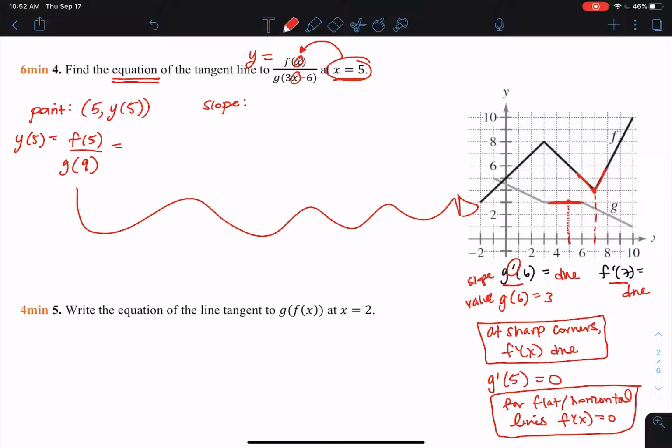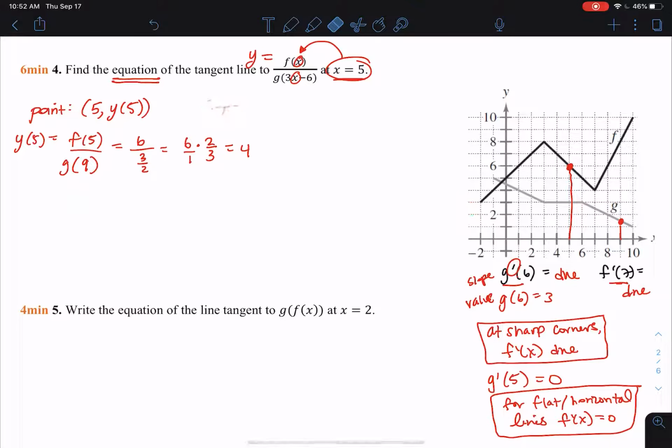So f of 5 is just the value. Notice there's no prime, so we want just the height. F of 5 is 6, and g of 9 is 1.5, so we're going to write that as 3/2. And to divide fractions, we multiply by the reciprocal, so 6 times 2 over 3. Multiplying across, I get 12 over 3, which is 4. So that's our point. Cross out the y of 5, write 4. Great, now we're going to find the slope.